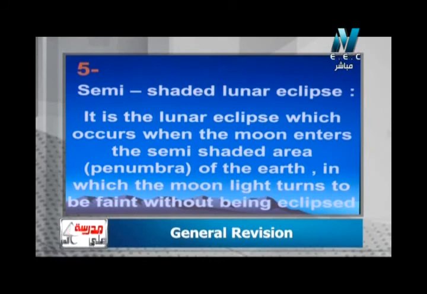So it's the lunar eclipse which occurs when the moon enters the semi-shaded area or penumbra of the earth, in which the moonlight turns to be faint without being eclipsed. بيكون ساعتها المون ما بيحصلش اكليبس فعلا، لكن شكله بيبقى اغمق شويه وبيتحول للون الاحمر، عشان كده بنسميه semi-shaded lunar eclipse لأن اسمه مشتق من المنطقه اللي حصل فيها اللي هي بينامبرا او semi-shaded area.